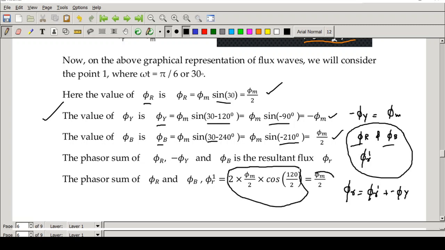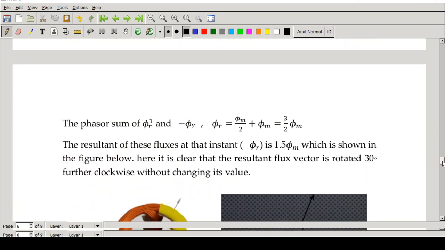So I will get it as phi m by 2. Now to this phi m by 2, I will add phi m. What is phi m? This one. So minus phi y I will add to phi r dash. Then I will get the resultant flux phi r as 3 by 2 phi m.